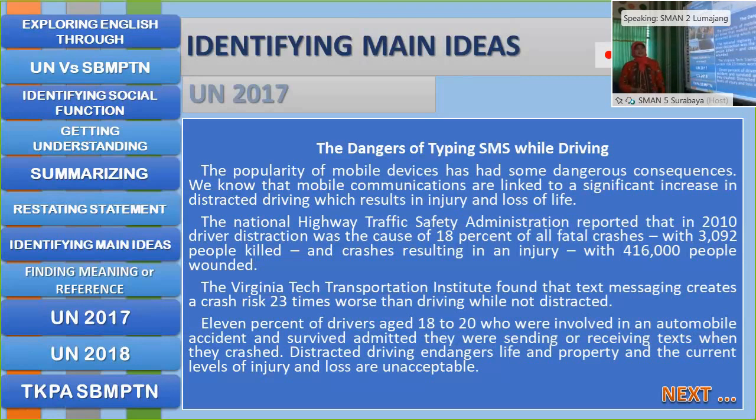This is another text, but still about identifying.